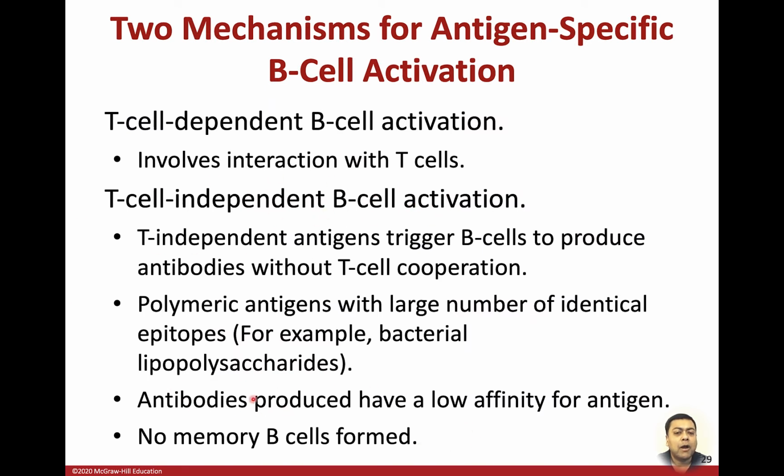But here the problem is that antibodies will have a low affinity for the antigen. And in this case, no memory B cells will be formed. That is one of the problems of T independent B cell activation. It is not the most efficient way of activating the B cell. On the other hand, T cell dependent B cell activation involves interaction with the T cell, which gives a much stronger response.